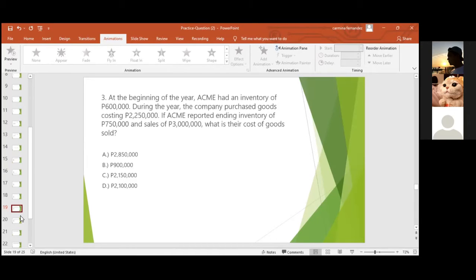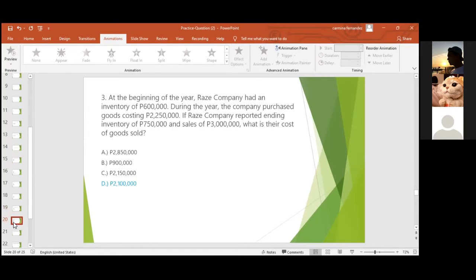So, number 3. At the beginning of the year, ACME had an inventory of 600,000. During the year, the company purchased goods costing 2,250,000. Ay, million pala. If ACME reported ending inventory of 750,000 and sales of 3 million, what is their cost of goods sold? So, magiging answer dyan is letter D, 2,100,000. Bakit? Kasi hindi natin papansinin yung sales.